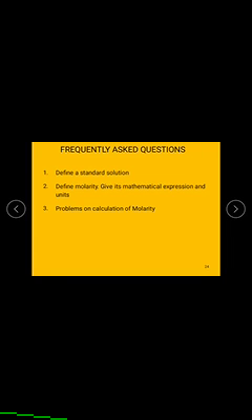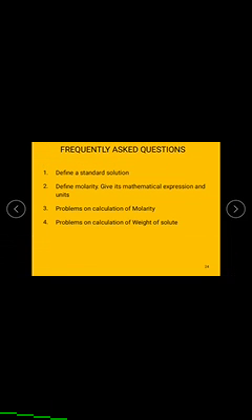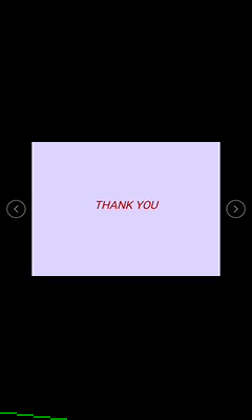Frequently asked questions in examinations are: define the standard solution, define the molarity and give the mathematical expression and units, problems on calculation of the molarity, problems on calculation of the weight of the solute, problems on the dilution law, etc.